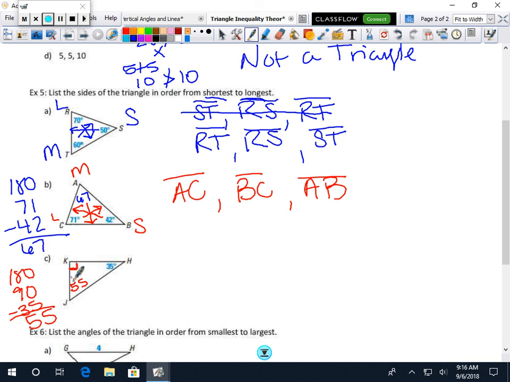Now then, listing them in order from largest to smallest, 90 degrees would be my largest angle, 55 would be my medium angle, and 35 would be my smallest angle. So across from the smallest angle, smallest side, which would be side JK. Across from the medium angle would be the medium side, which would be side HK. And across from the largest angle would be the largest side, which would be side HJ.